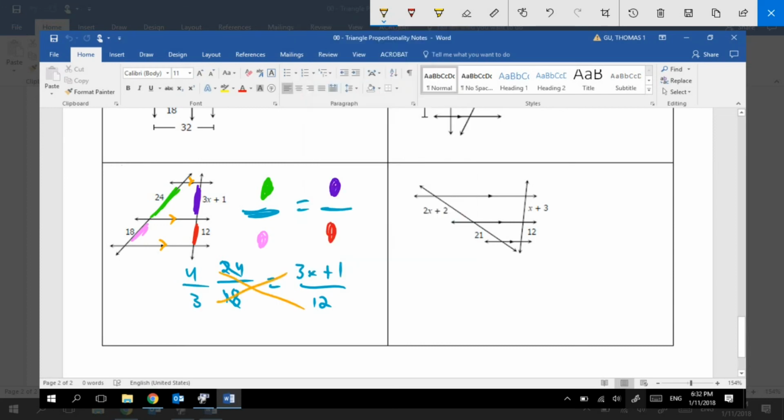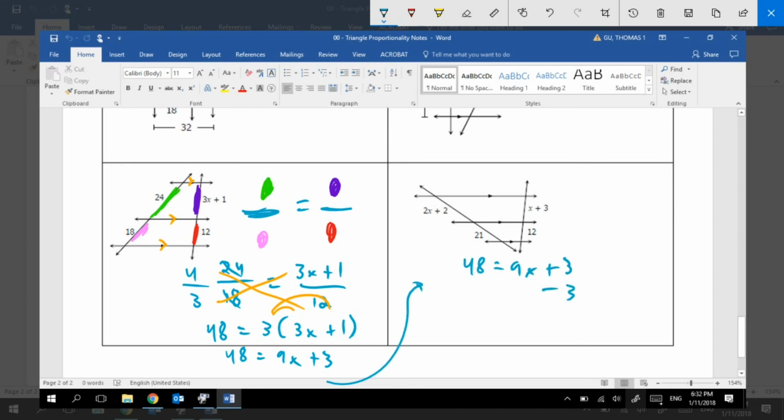Now let's multiply with the cross product. Bam. Bam. So we have 48 equals 3 times, in parentheses, 3x plus 1. Now we're going to distribute. So 48 equals 9x plus 3. Subtract 3 from both sides. What's going to happen next, guys? 45 equals 9x. I want to get the x alone. Divide by 9. And 5 equals x. Bam! We have solved for x.